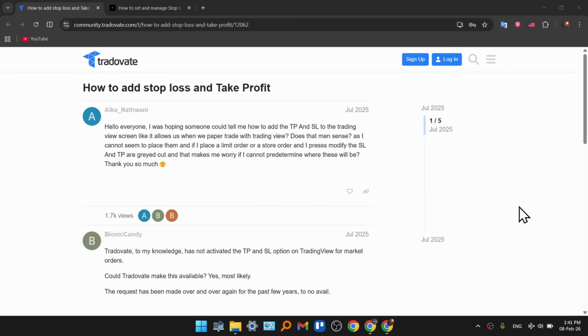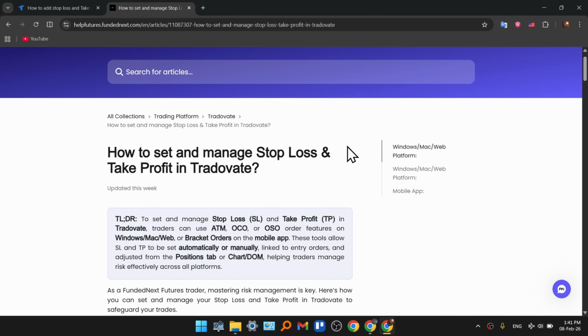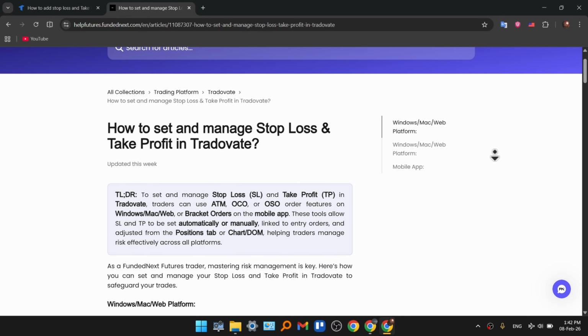So firstly, when you're opening the order ticket, open a chart and then click buy or sell to open the order ticket. This does not execute yet, you're just preparing the trade.